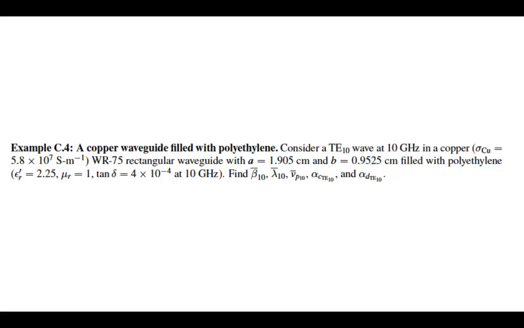The A and B dimensions are given here. We're told that it's filled with polyethylene. We're given the epsilon prime for polyethylene, which is 2.25, and we're given sigma for copper, which is 5.8 times 10 to the 7th Siemens per meter. And then we're also given the loss tangent, 4 times 10 to the minus 4th, at 10 gigahertz.